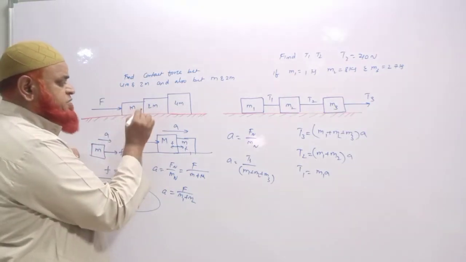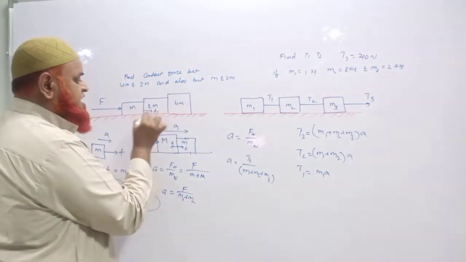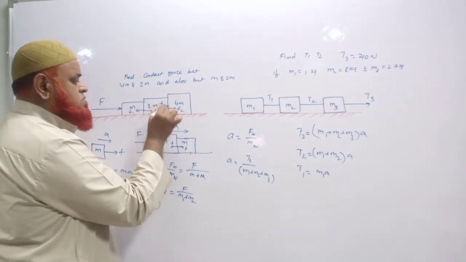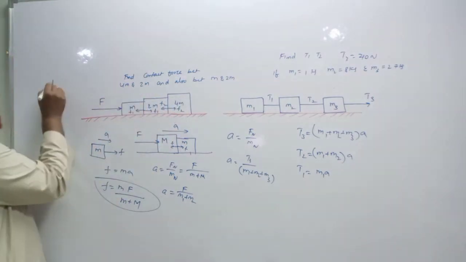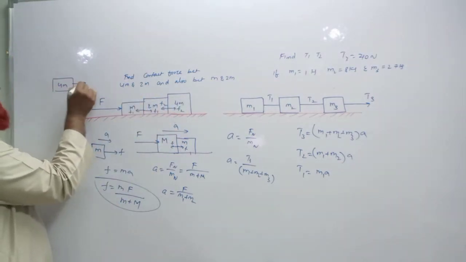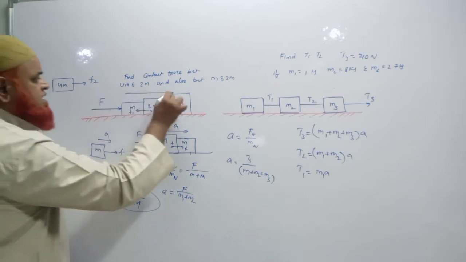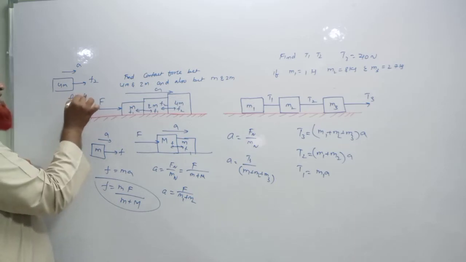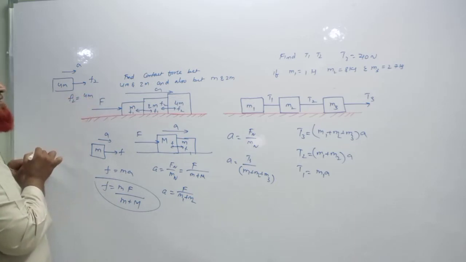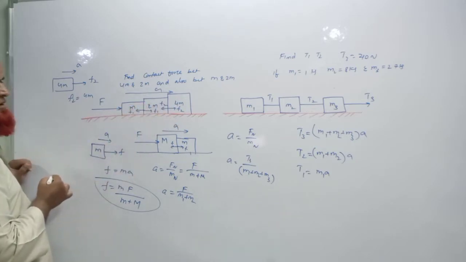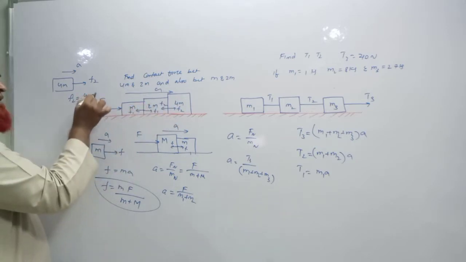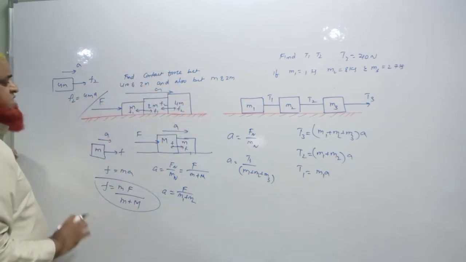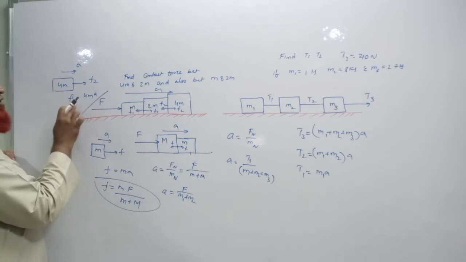For example, the contact force between these two is considered as small f1, and between these two is f2. You can find out f2 very easily by taking the 4m mass. In this direction only f2 is acting. All the three are moving with the same acceleration. So f2 is equal to 4m into a, because all the three are moving with the same acceleration. So you have to find out what is this f2.